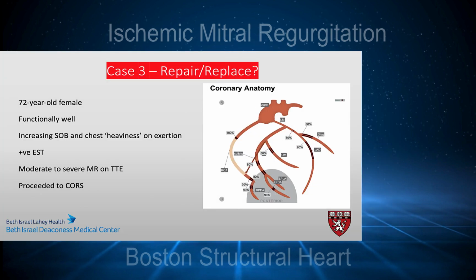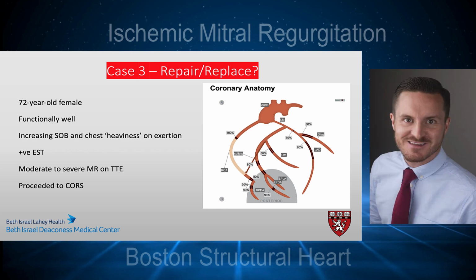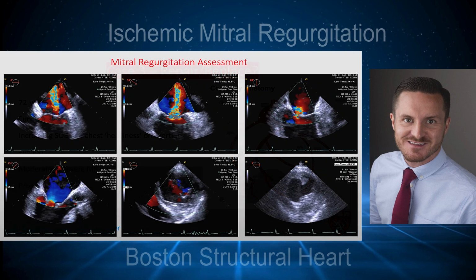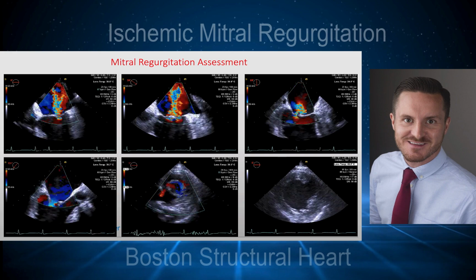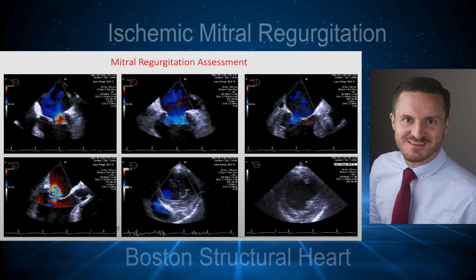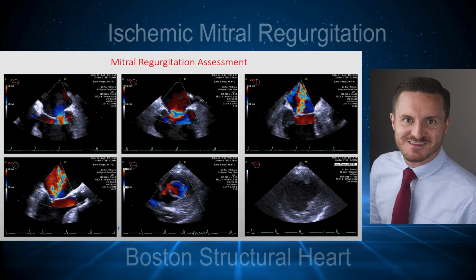Moving on to our next case, our third case. This is a 72-year-old female who was found to have severe 3-vessel coronary artery disease on investigation for increasing shortness of breath and chest tightness. It was also noted at the time that she had moderate to severe mitral regurgitation on her preoperative transthoracic echo. On examination of the mitral valve, we can clearly see that there is significant dysfunction with a large central jet of mitral regurgitation.